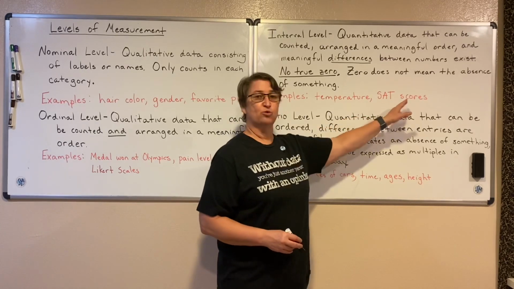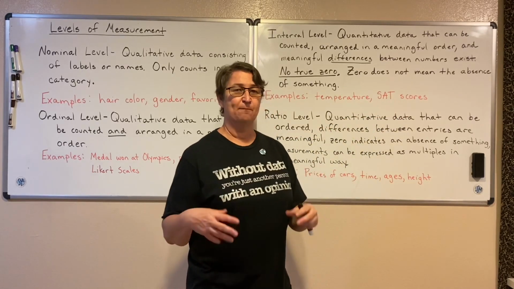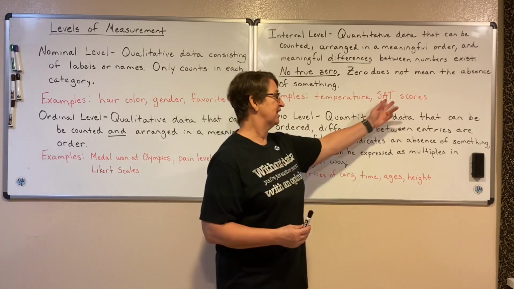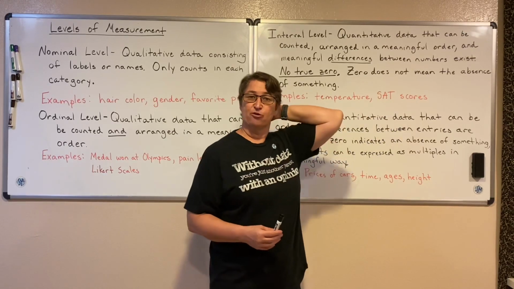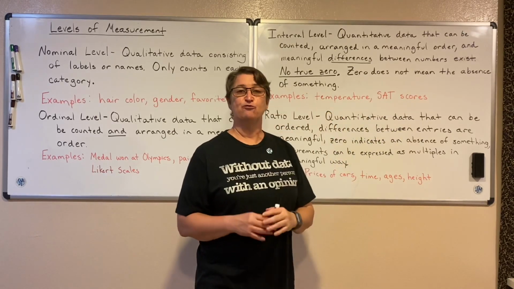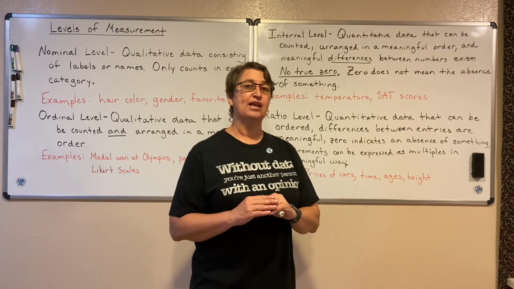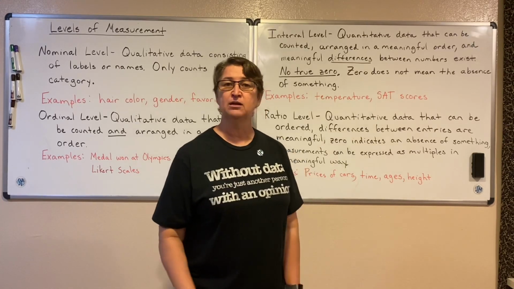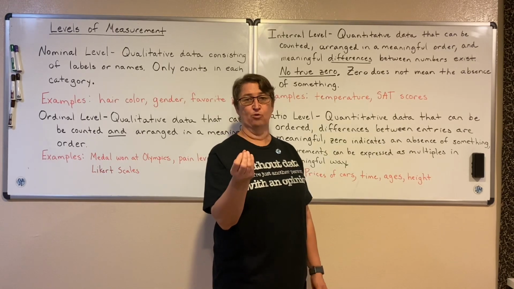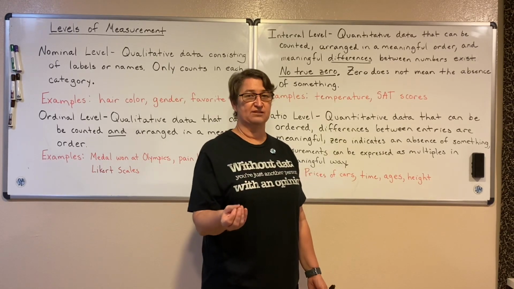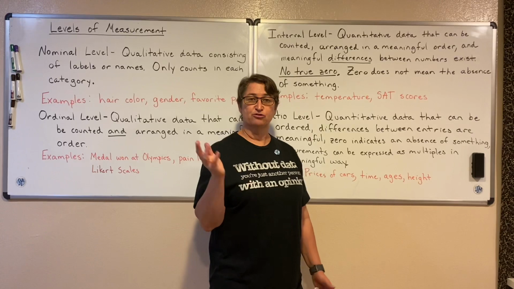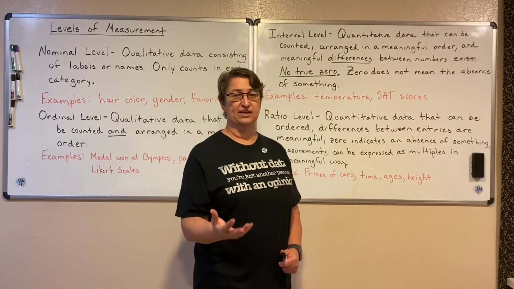That's also true with other scales that are just kind of made up, like the SAT scores. This is another example of that. If you take the SAT and you don't get a single problem right, it turns out that you don't get a 0. That's not the minimum score on the SAT. So there's no true zero on an SAT score.